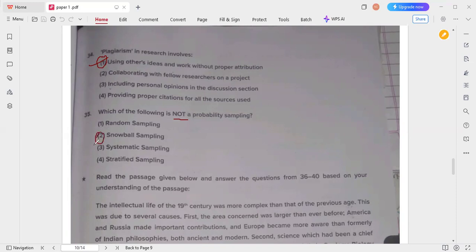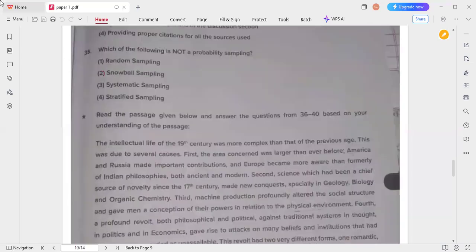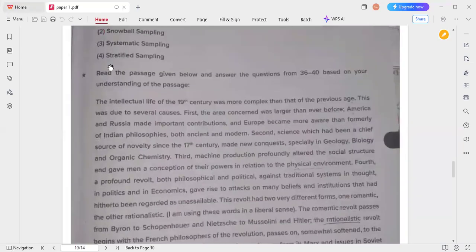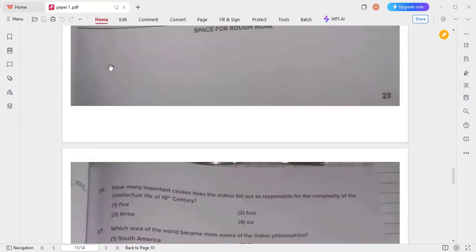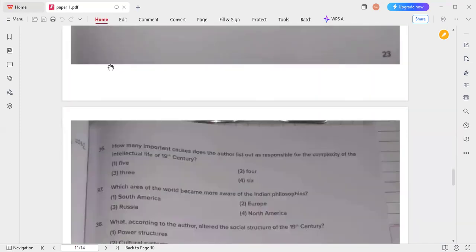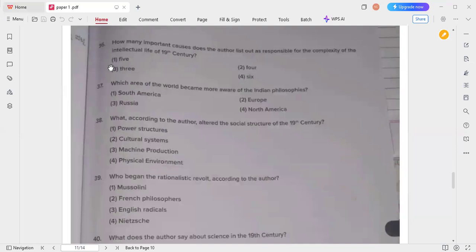So next is passage. You have to read the passage. So I already read this passage and marked the answers. The following questions given somehow belong to this passage. So I directly go to the questions. The first question which belongs to the passage is what? How many important causes does the author list out as responsible for the complexity of the intellectual life of 19th century? So here this one, option 2, that is 4. Option 2 is the correct answer.